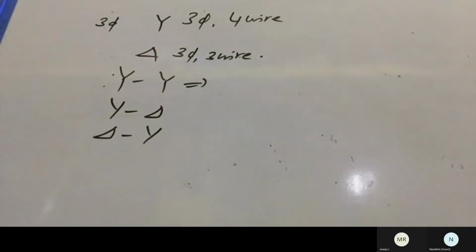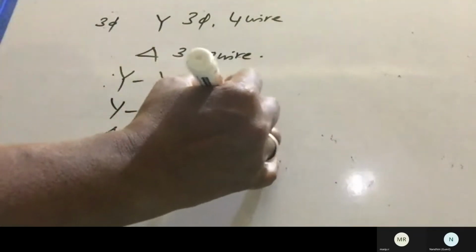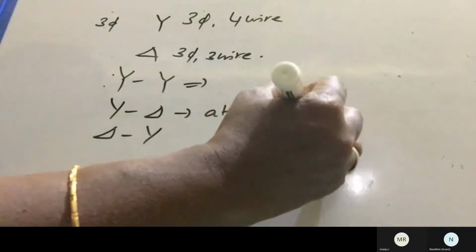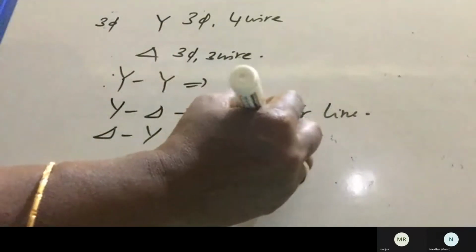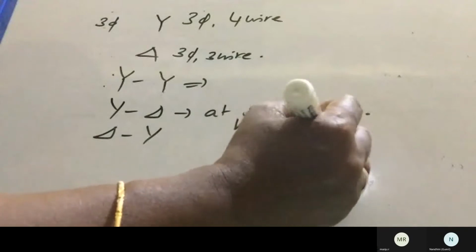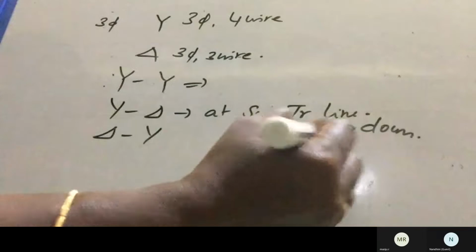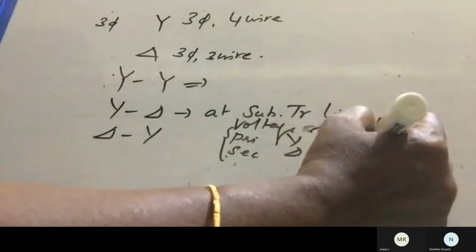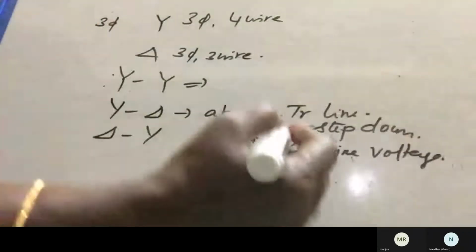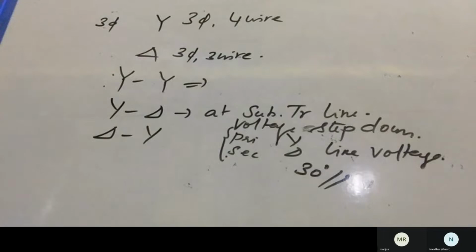The star to delta connection is needed at the substation transmission line, where the voltage is stepped down. There the primary will be star and the secondary will be delta. Between star and delta, the line voltage has a phase difference of 30 degrees. If you look at circuit theory, I hope you remember.